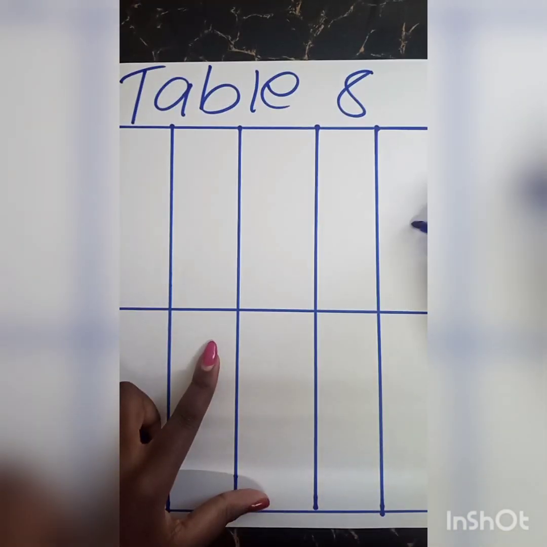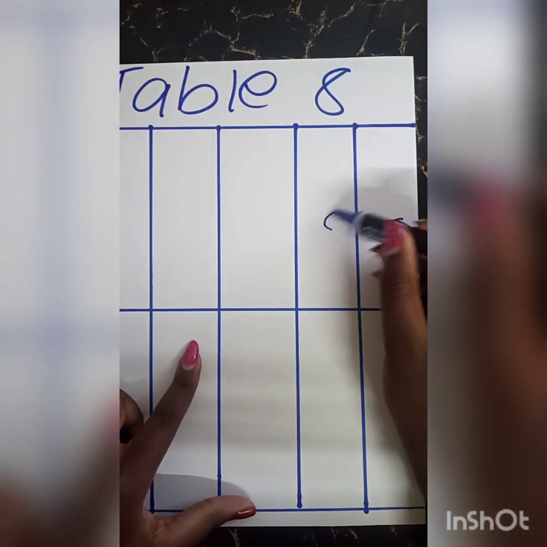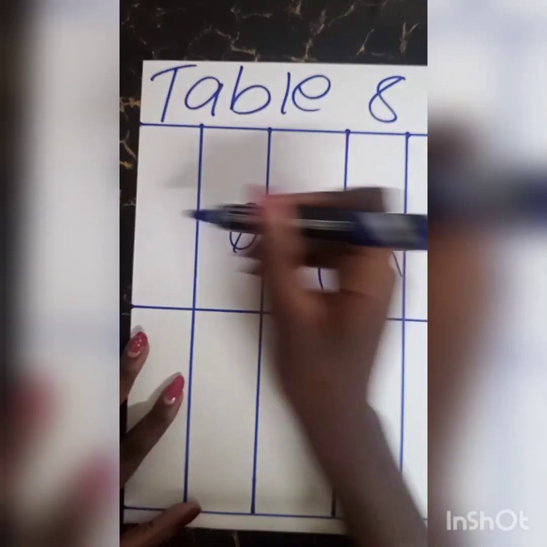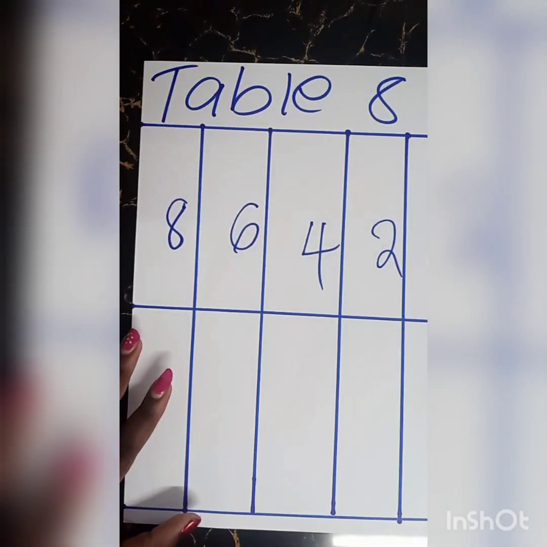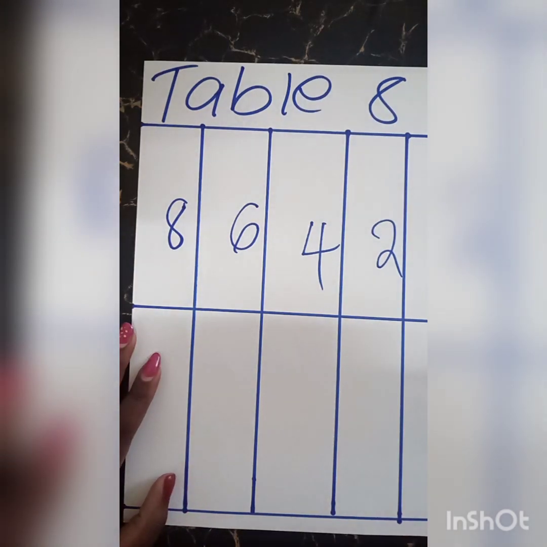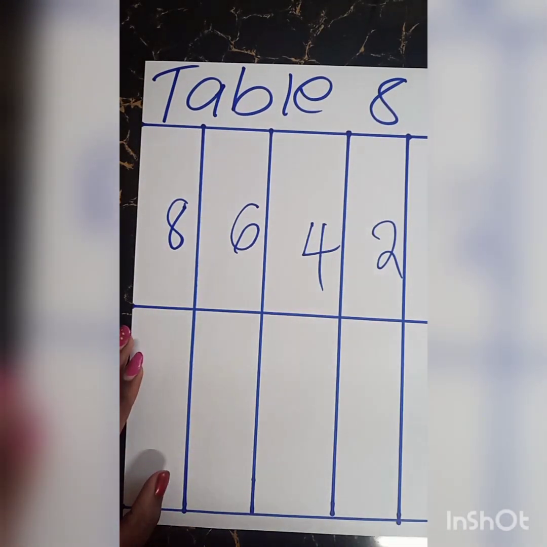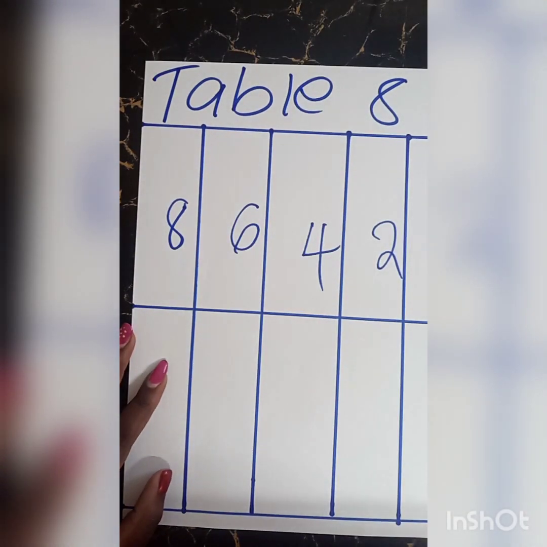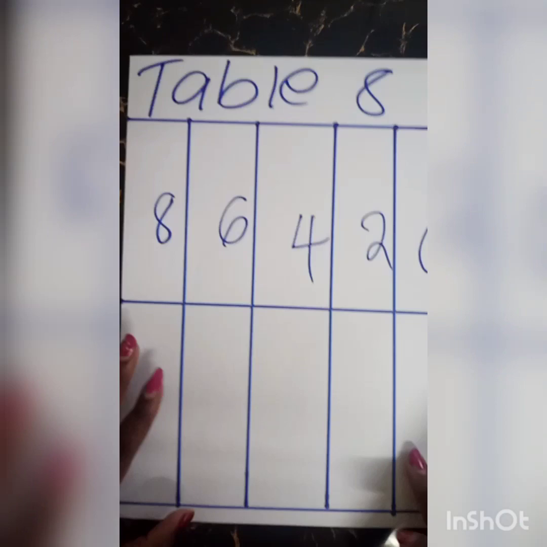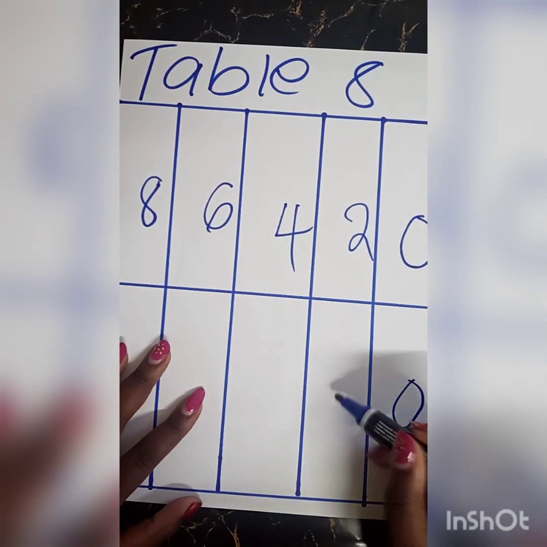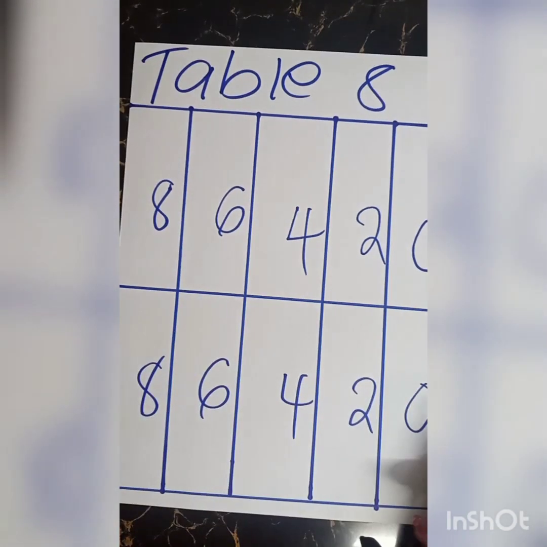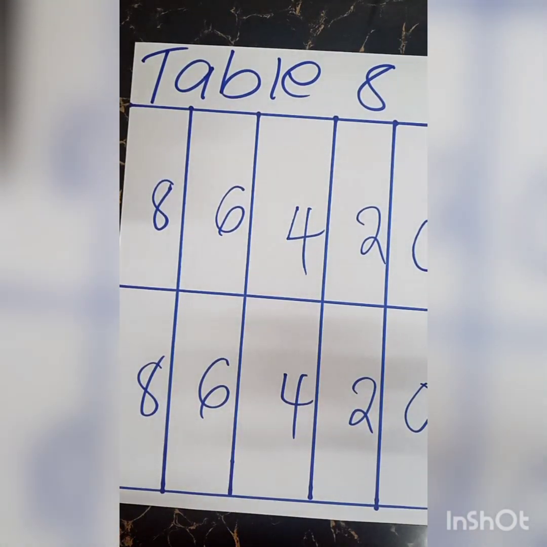So you can do that: 0, 2, 4, 6, and 8. Since we have 2 rows, we need to remember to replicate what you've done in the first row to the second row. So in the second row, you'll write the same thing: 0, 2, 4, 6, and 8. Are we together? All right.